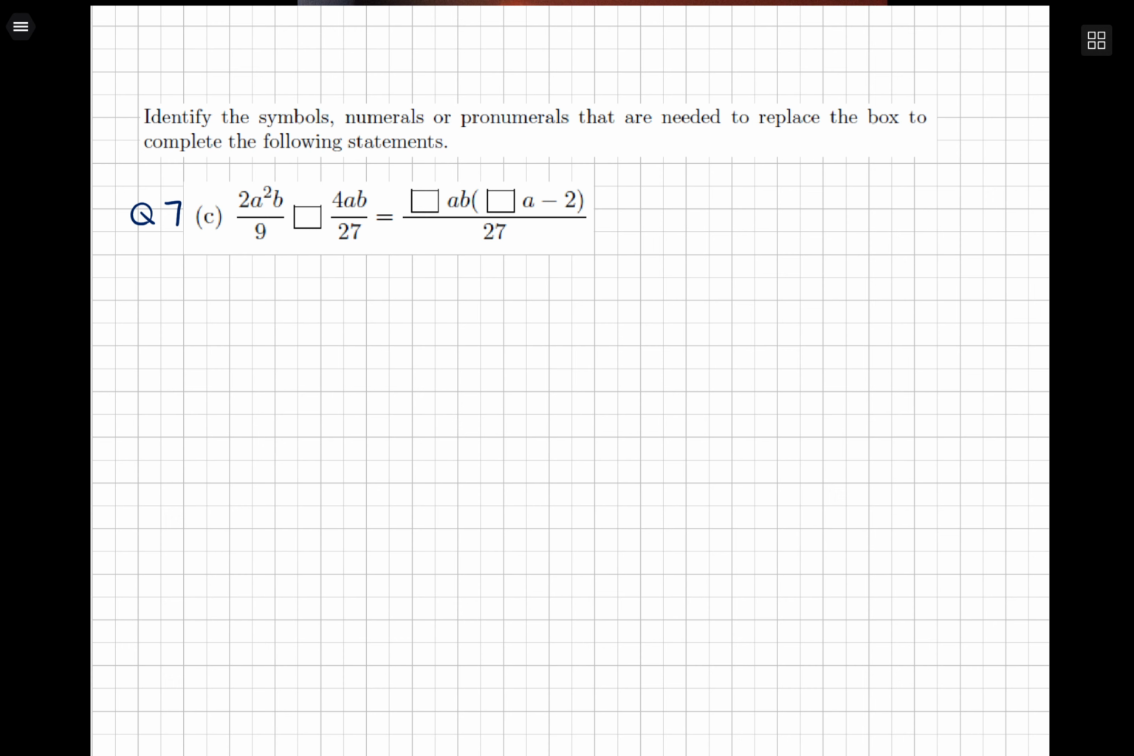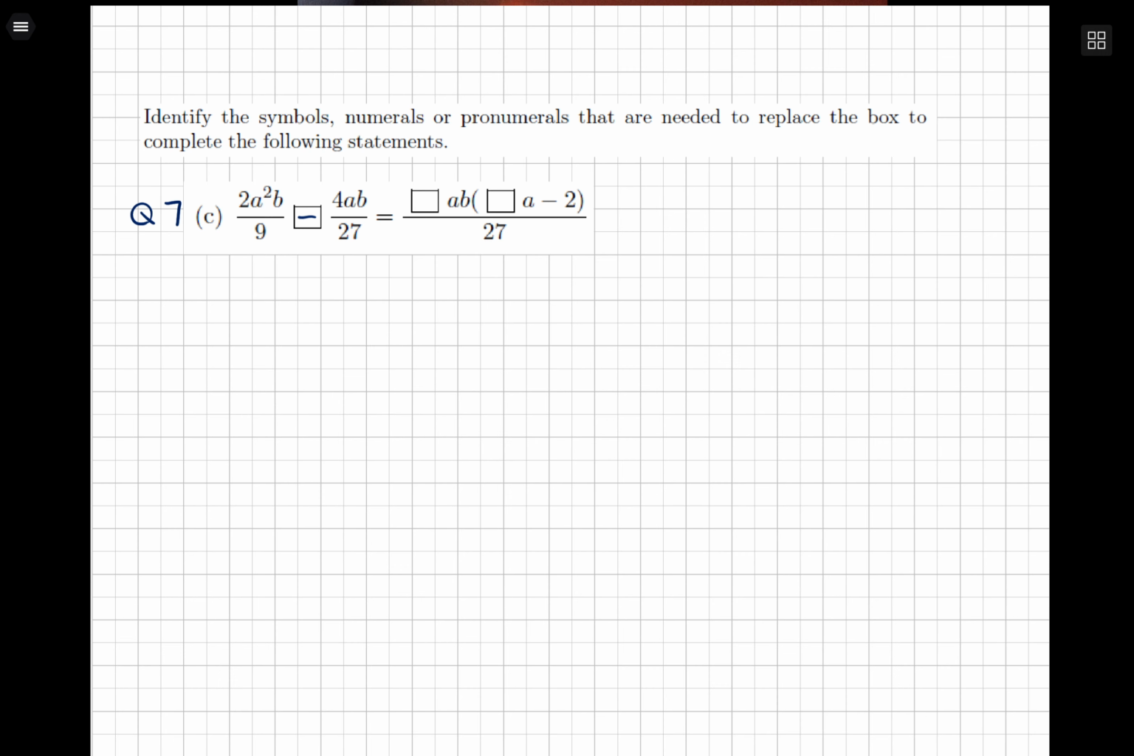Okay, last one now. So this is a bit of a spicy one. I grabbed it from the end of the exercise. So this is actually question 7C out of the exercise. And it says, identify the symbols, numerals, and pronumerals that are needed to replace the box to complete the following statement. So all those boxes could be an operation, there could be a number, or there could be a pronumeral. Okay, so let's compare. We've got the left-hand side, it's got two terms at the moment, and on the right-hand side there's one term. And there's a subtraction in there, so to be able to get that subtraction to appear here, there's only one choice for this box on the left-hand side. That's going to have to be a subtraction.